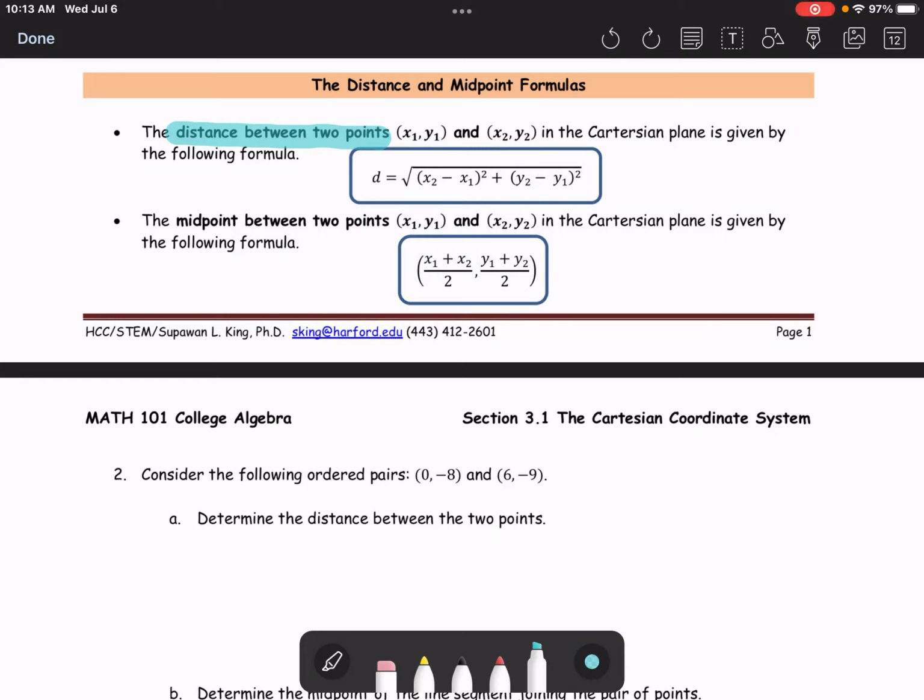The midpoint between 2 points (x1, y1) and (x2, y2) in the Cartesian plane is given by the formula: the first coordinate is (x1 plus x2) divided by 2, and the second coordinate is (y1 plus y2) divided by 2. Or another way, we can say that it is a half of the sum of the first coordinates and a half of the sum of the second coordinates.